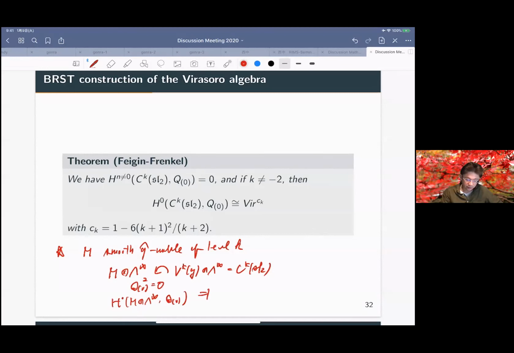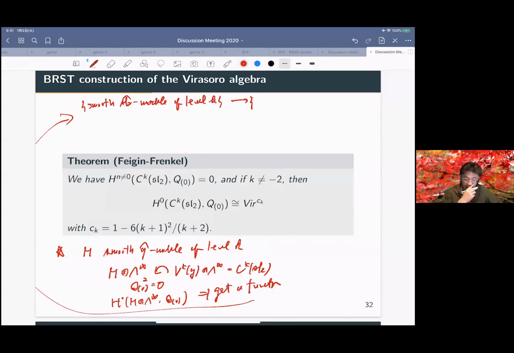So we get the functor from, so maybe I go here, smooth SL2 hat modules of level K to the category of modules over this H0, which is nothing but the smooth Virasoro modules of a central charge c_K, which sends M to H0 of this cohomology.